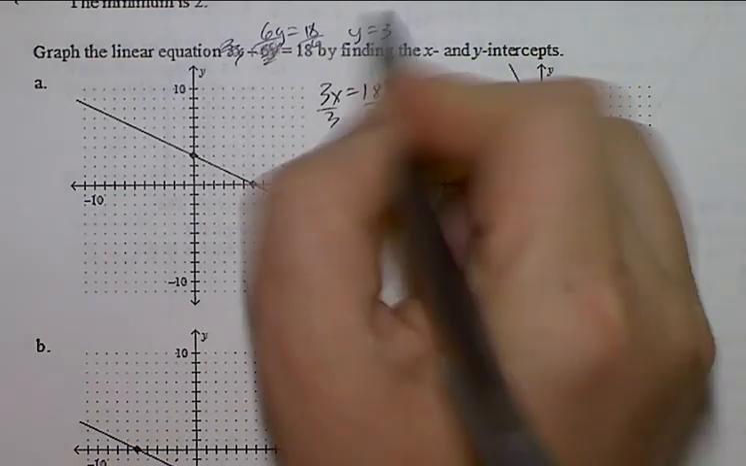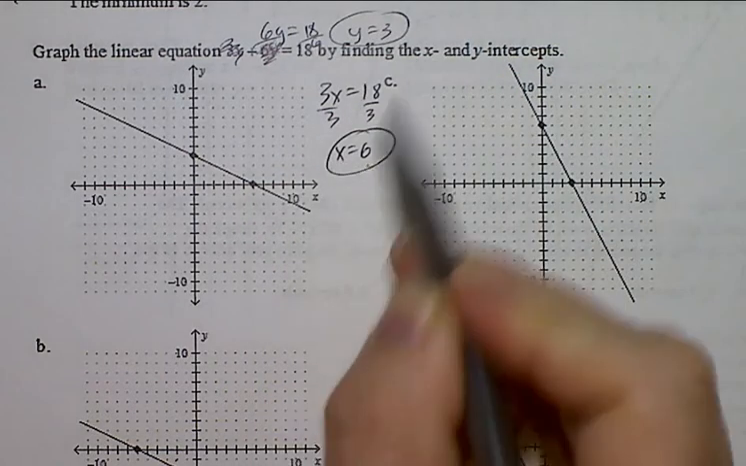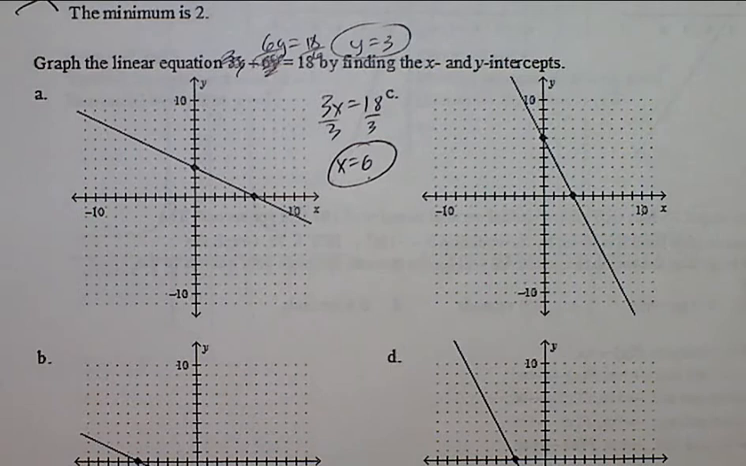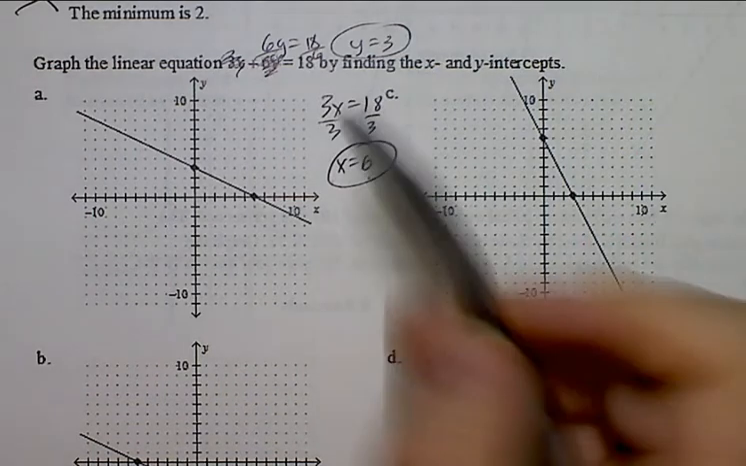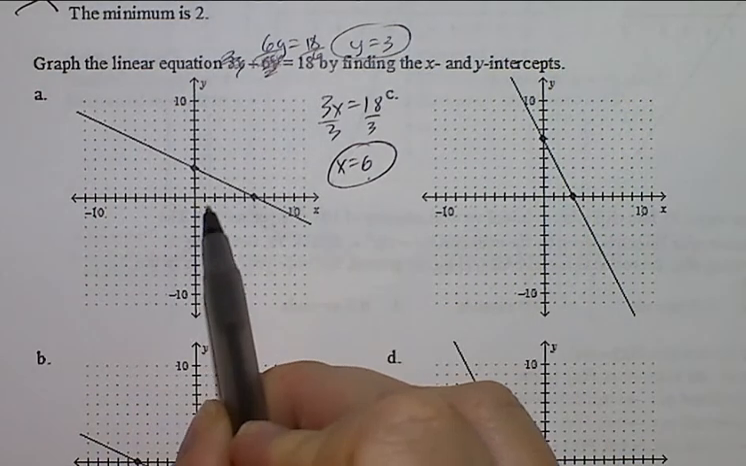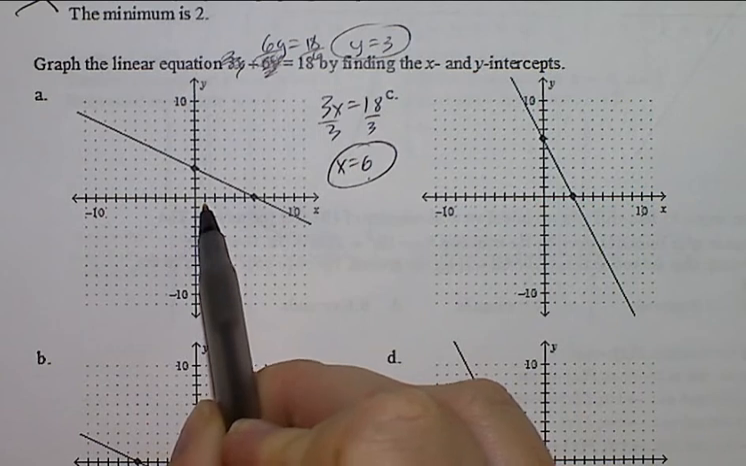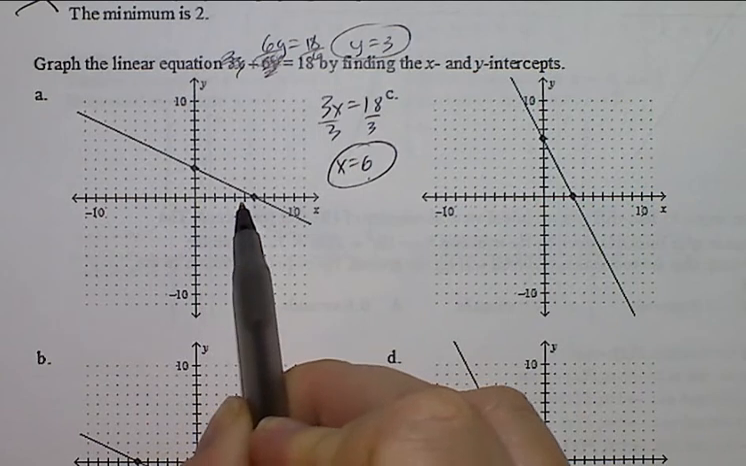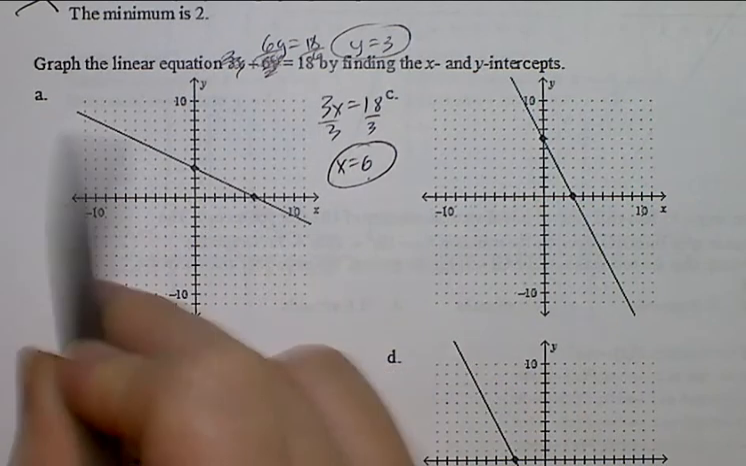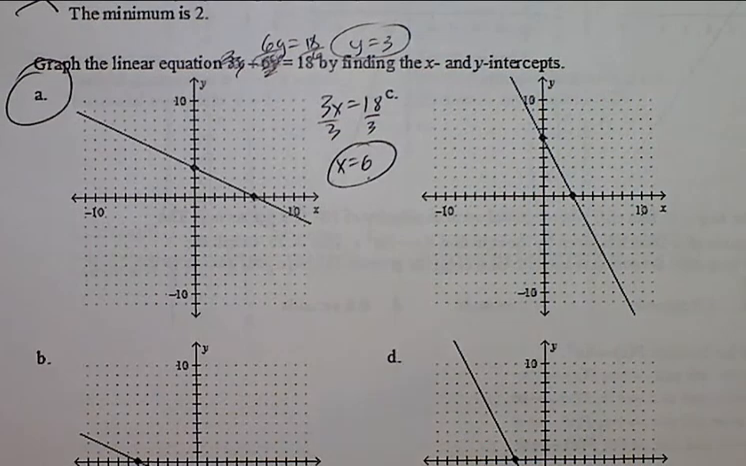I'm looking for an x-intercept of 6 and a y-intercept of 3. X-intercept 6, y-intercept 3. So let's start here. 6, so we're going by 1, 2, 3, 4, 5, 6. That is correct. And up 3. Correct answer is A. Flip over to the back side, please.